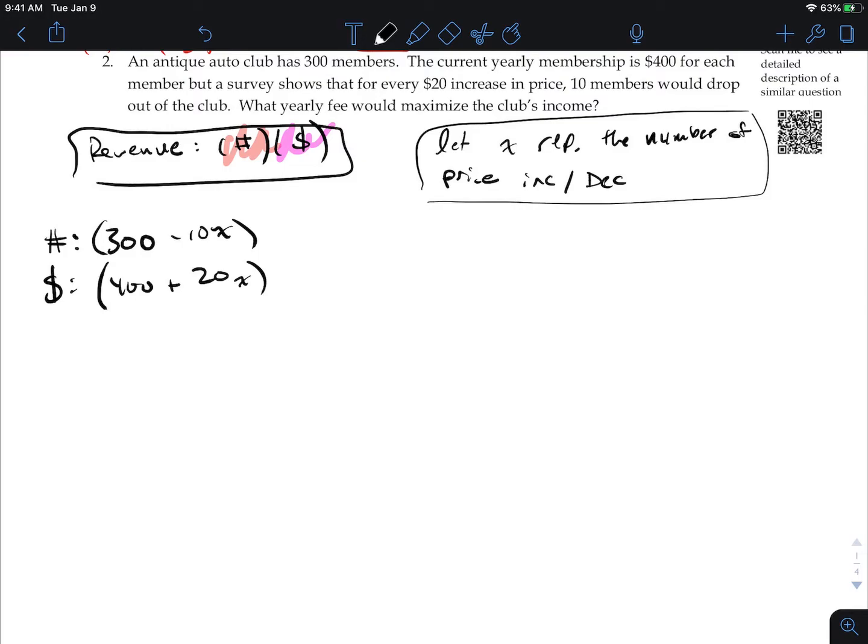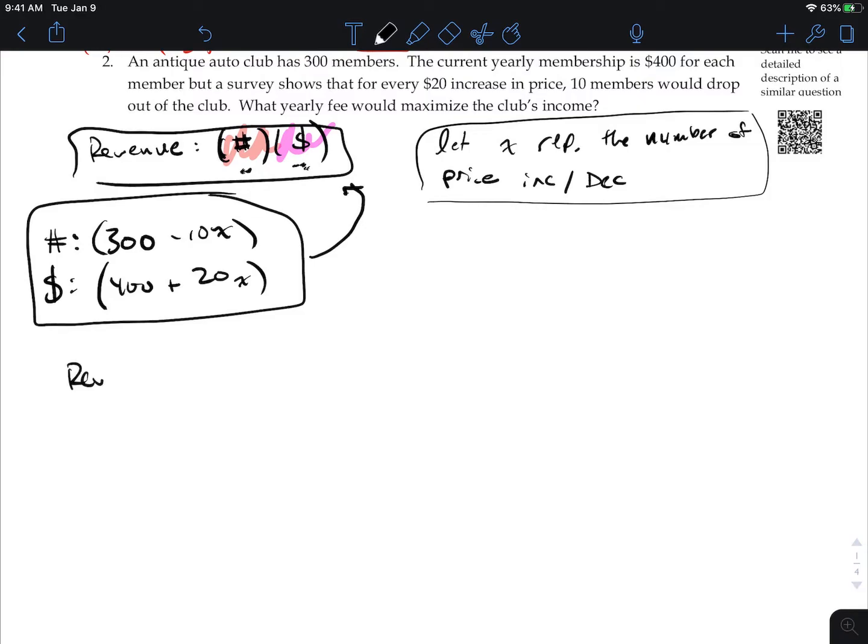Now I could take this information that I just came up with and throw it in here. My revenue is the number of something I have, multiplied by how much I'm charging for it. So my revenue is going to take the number 300 minus 10x, multiplied by 400 plus 20x. Then I do the math on it, and you can choose to expand in any way that you want.